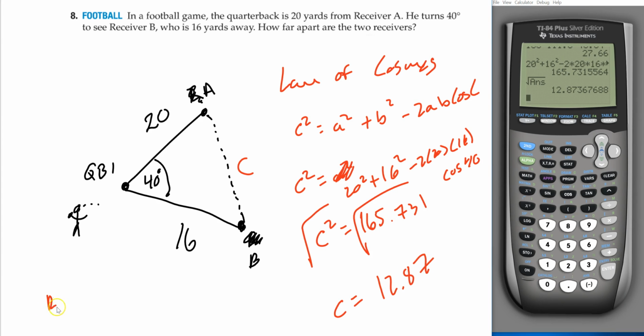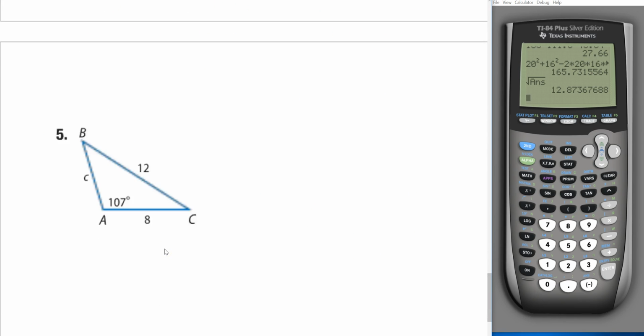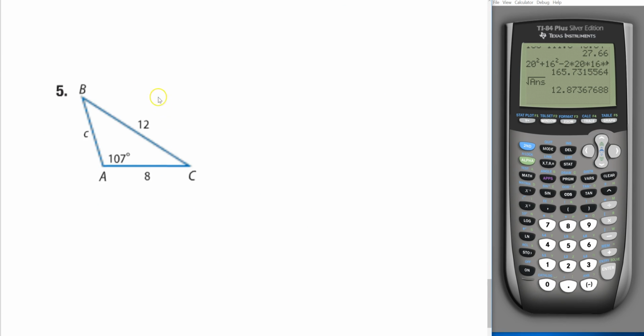So the receivers are 12.87 yards apart. So that's how you work a word problem with this. Now, last one here, we're going to set up, we won't solve all the way. So how would I solve this one? Again, all I want to do here is find C.